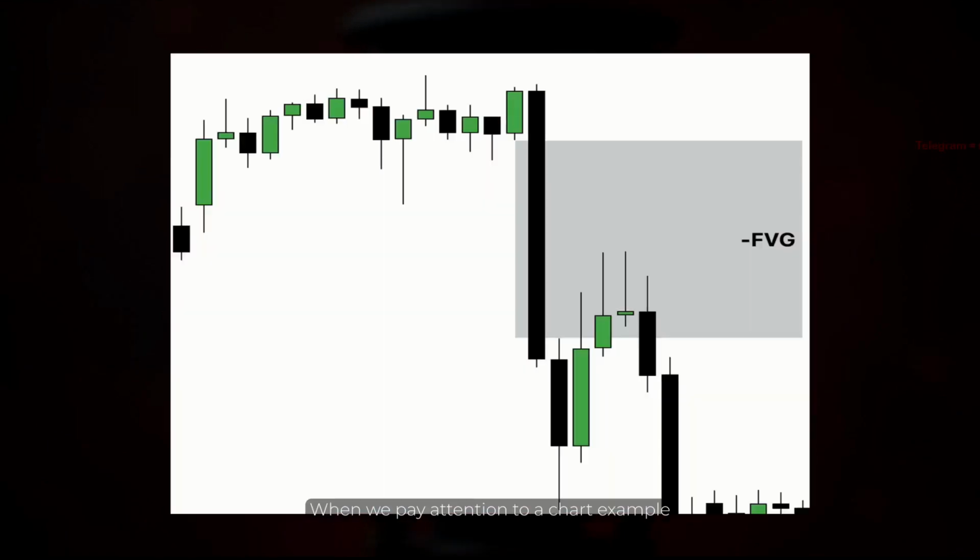When we pay attention to a chart example, what you can see is that inside of this example, the market was consolidating and eventually it slammed towards the downside with this big downward candle. Notice that the candle afterwards did not reprice into the low of the first candle. Therefore, there's a gap between the first candle's low and the third candle's high. This is what we refer to as a bearish fair value gap. What will have to take place is that the market will seek to retrace back into that price range before the market is allowed to expand towards the downside.